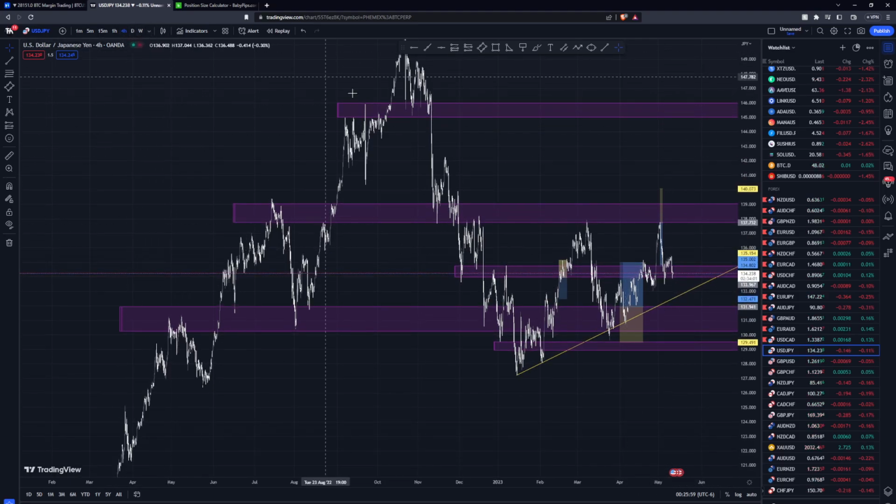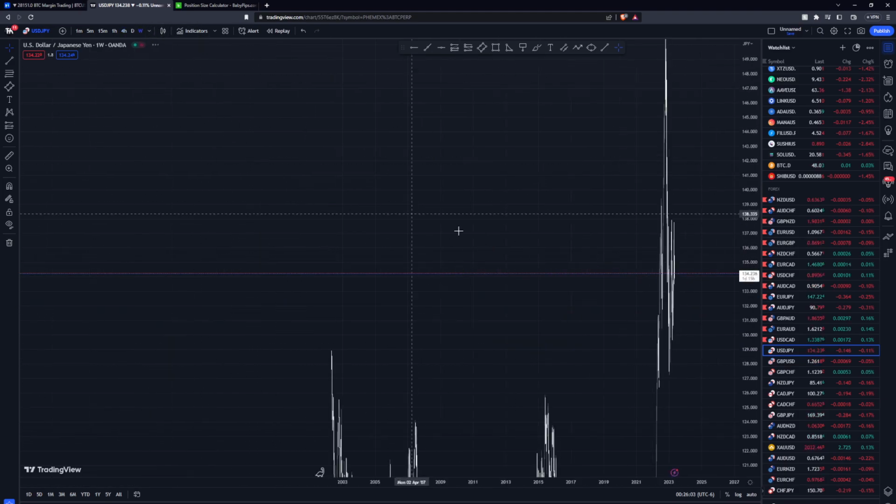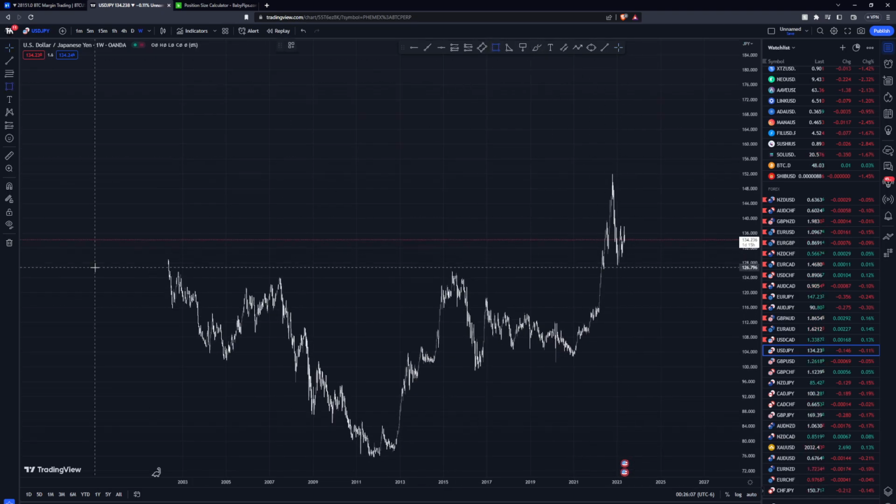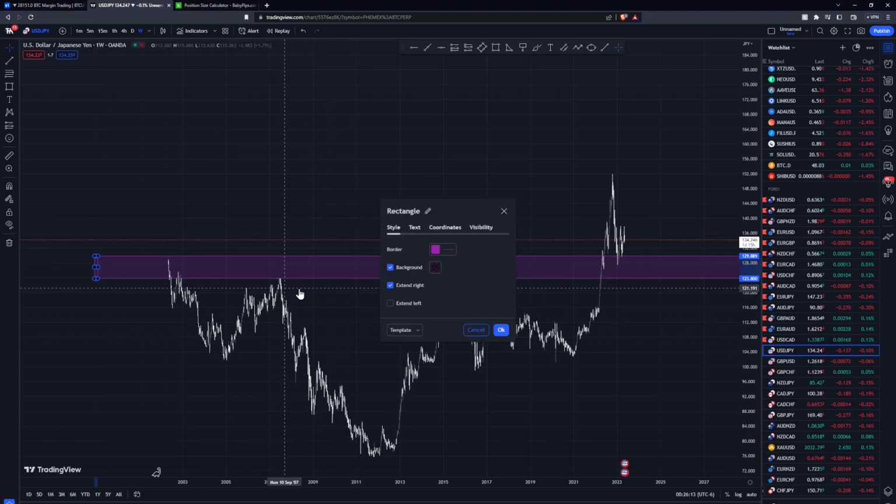So first things first, let's wipe all of this. Let's jump out to the weekly. I always start on the weekly. You can even do monthly if you want to. But we're just looking for very prominent zones, and I don't want to go too big.